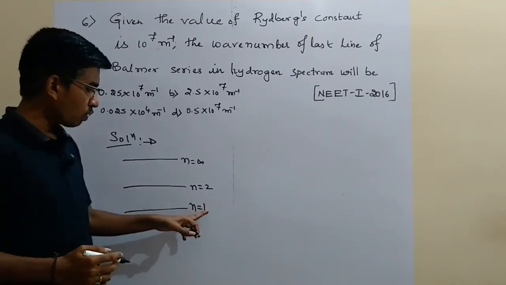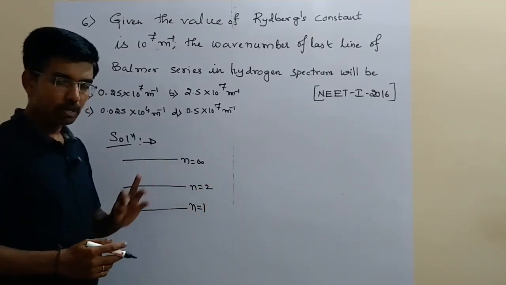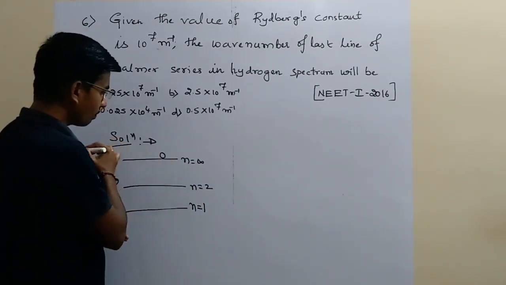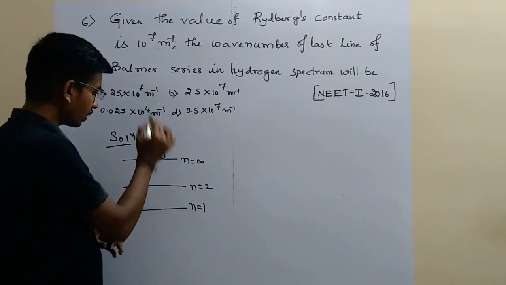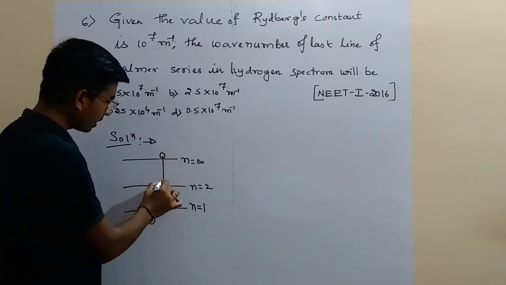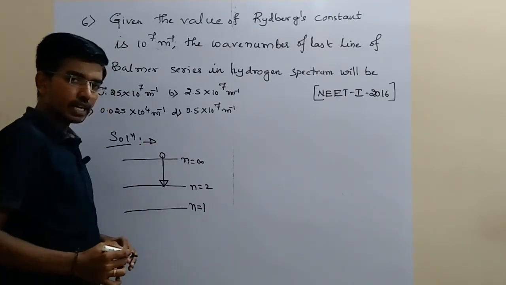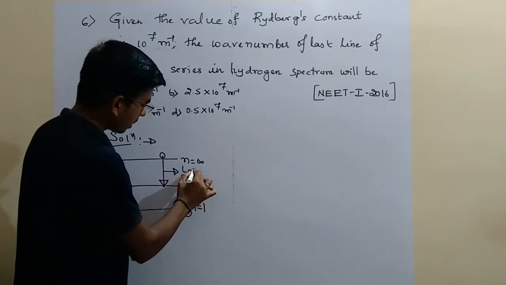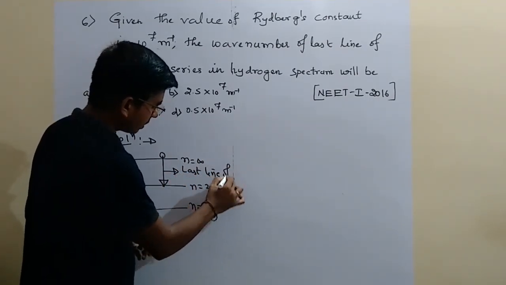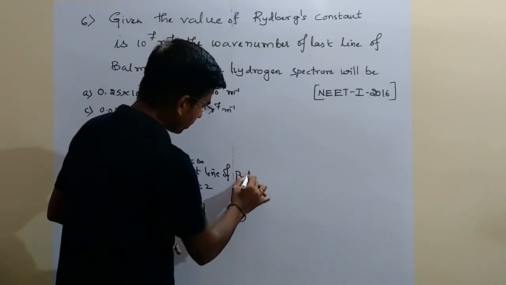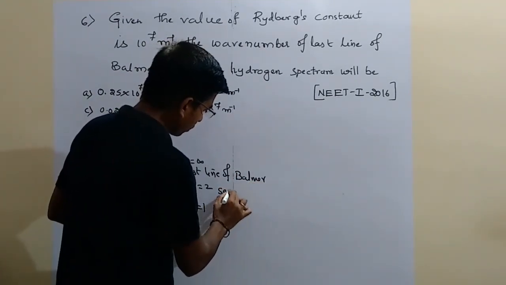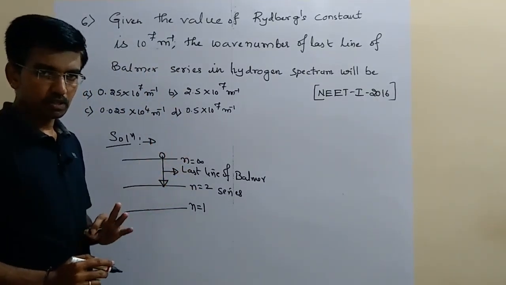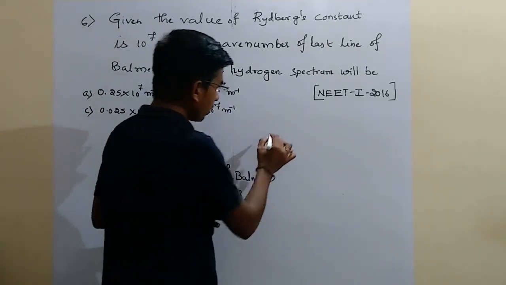Okay, so n is equal to 1 to infinity, these are nothing but principal quantum numbers. So let us consider the electron is in the n is equal to infinity state. If this electron makes a transition from n is equal to infinity to n is equal to 2, it gives a spectral line. So that spectral line is called the last line of the Balmer series. Okay, so for this spectral line, we have to find the value of what? Wave number.